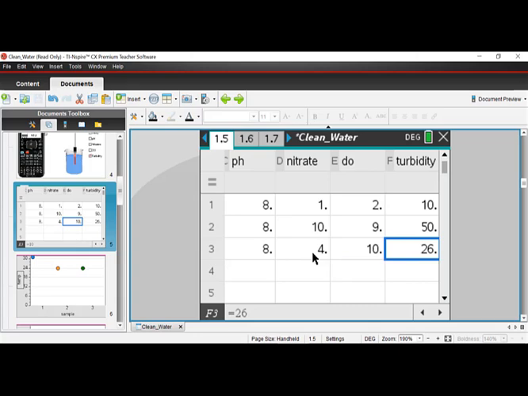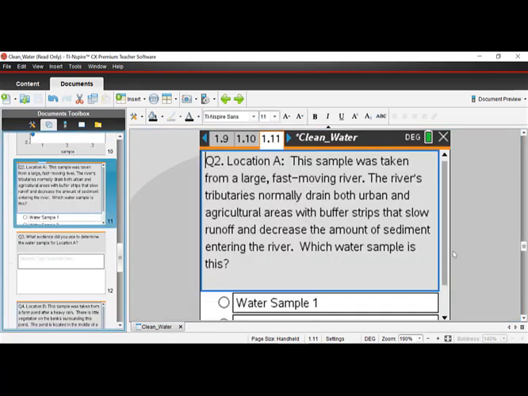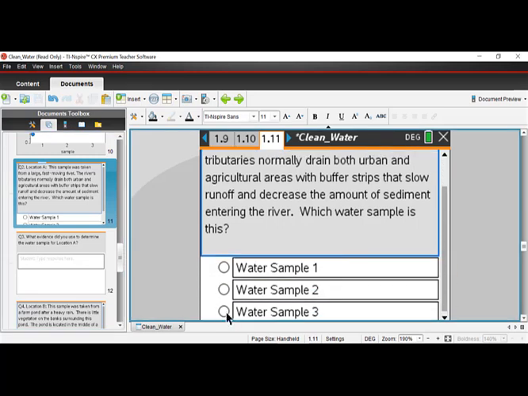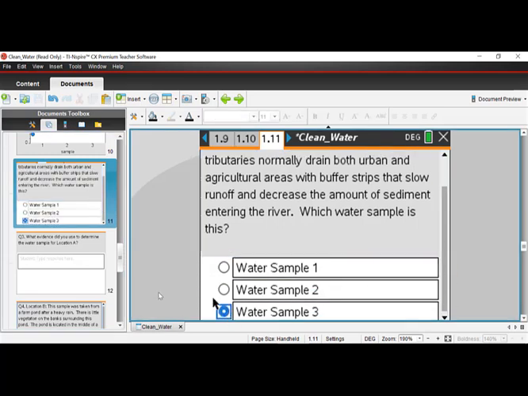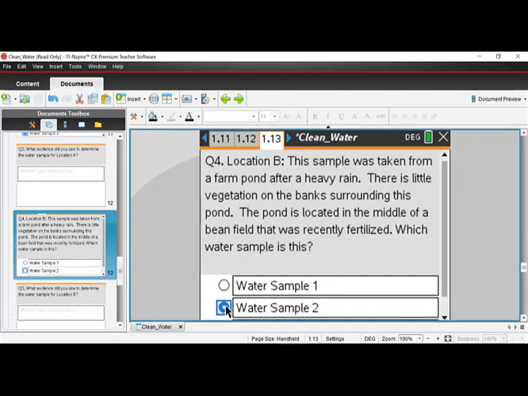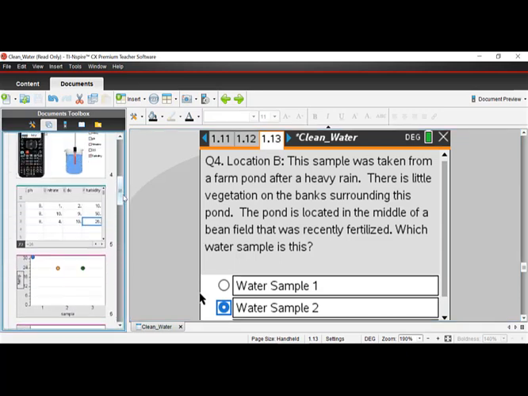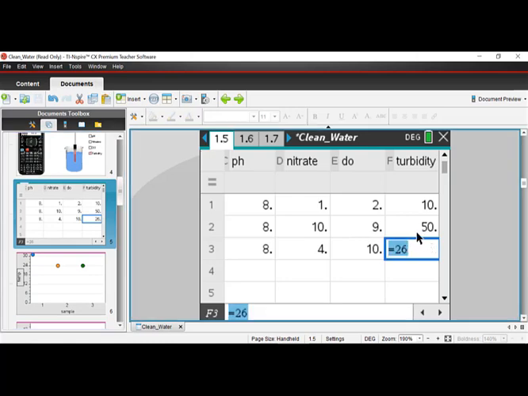The high DO and the moderate turbidity, I think that water sample 3 belongs with location A. So we're going to say this is water sample 3, which means process of elimination, we can say that water sample 2 belongs with the farm pond. And that makes some sense just because of the seriously high turbidity. Remember, a rain just came. And the seriously high nitrate. Remember, they just fertilized the bean farm, so that's what's going on there.